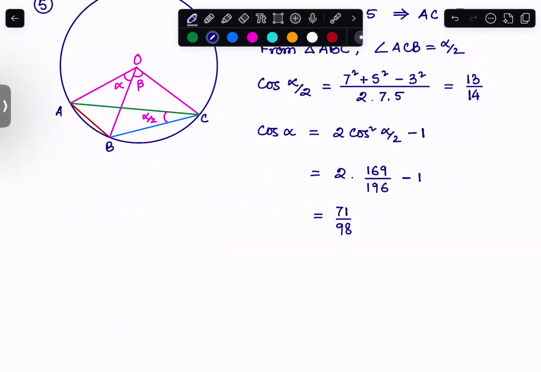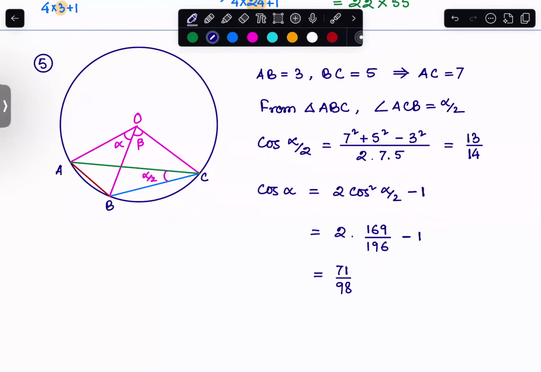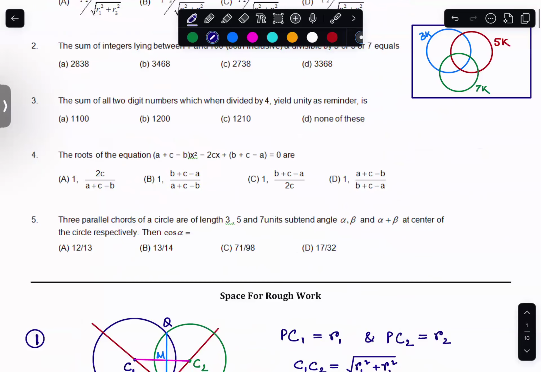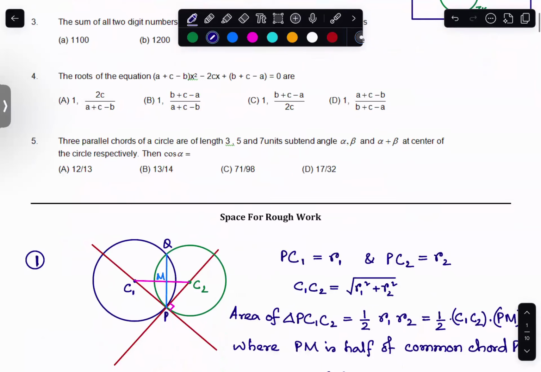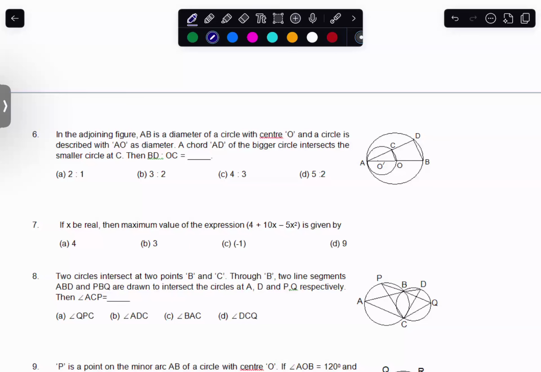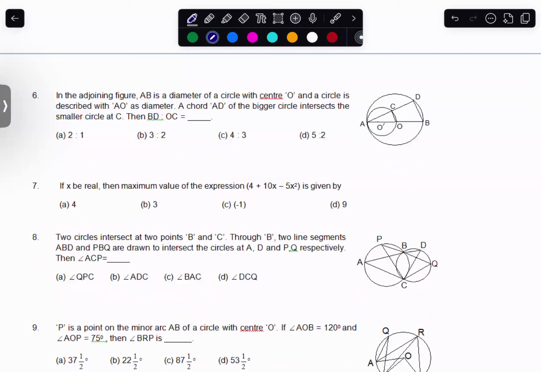Is it okay to all? Yes, sir. So are the first 5 questions clear for all? Okay. Now let's have a look towards question number 6. 6, 7, 8. Any concern? Sir, 8. 6 and 7 okay for all?